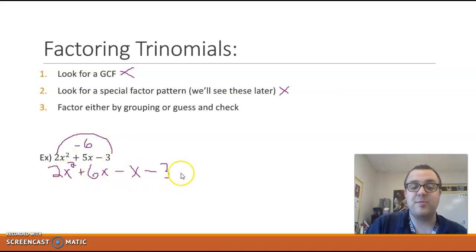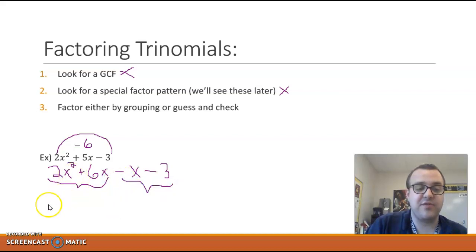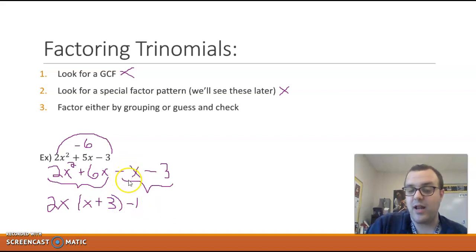Once I've split it this way, I'm going to take a GCF out from the first two terms and a GCF out from the last two terms. In the first two terms, 2x is my GCF, and what I'm left with is x plus 3. From the last two terms, what I want to take out is a negative 1. Remember, there's secretly a negative 1 hiding here. What I'm left with is x plus 3. If you did this factor by grouping correctly, these two should match.